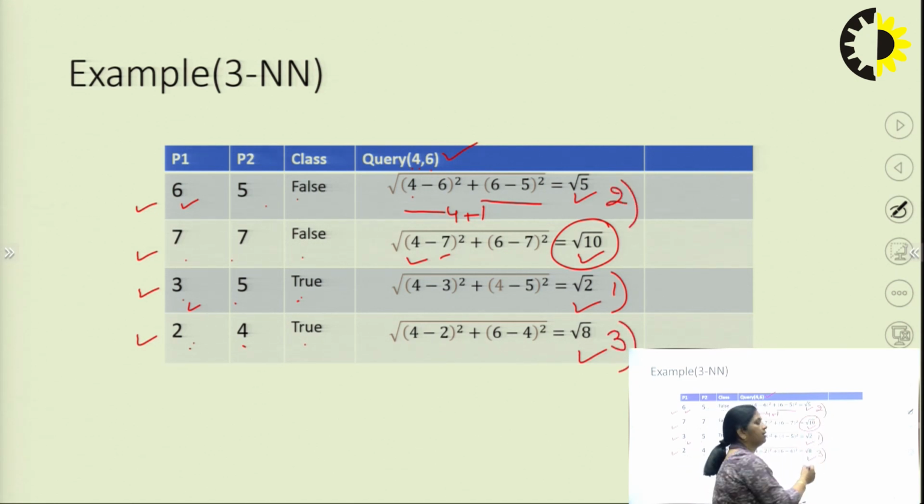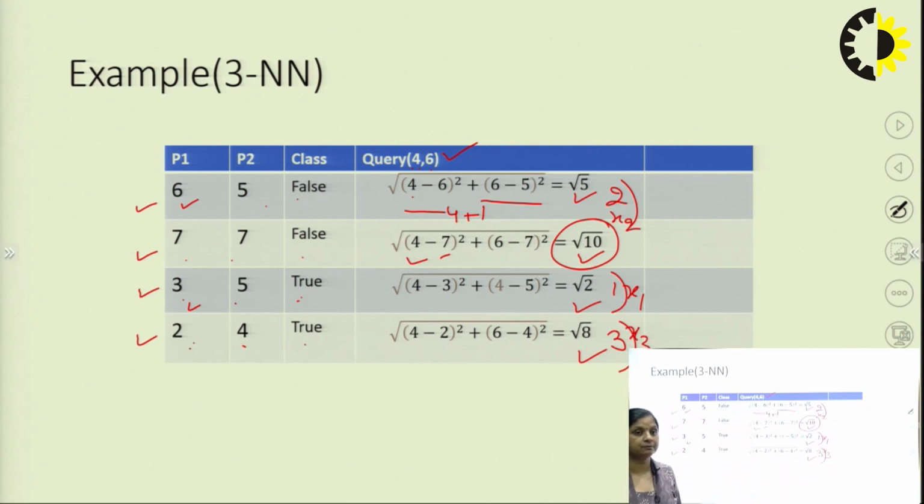So we have calculated, and we have taken 3 instances. These are our neighbor instances, x1, x2, x3. Among these are x1, x2 and x3. We have taken the 3 nearest neighbors.